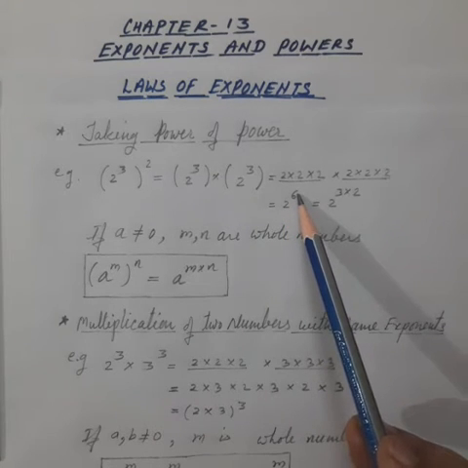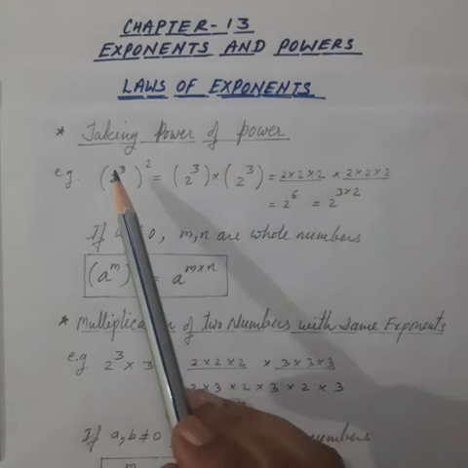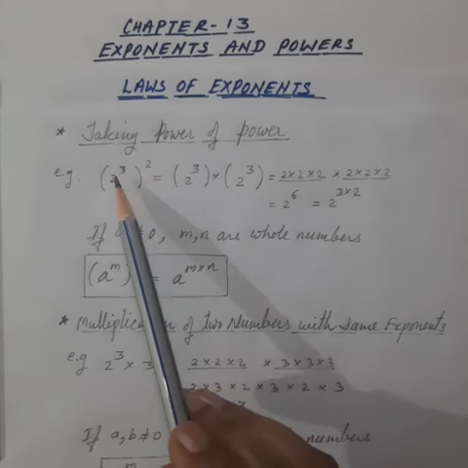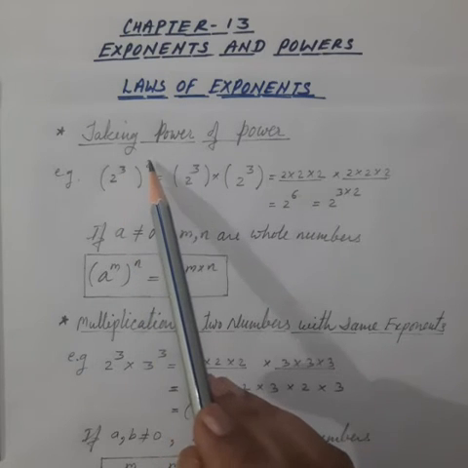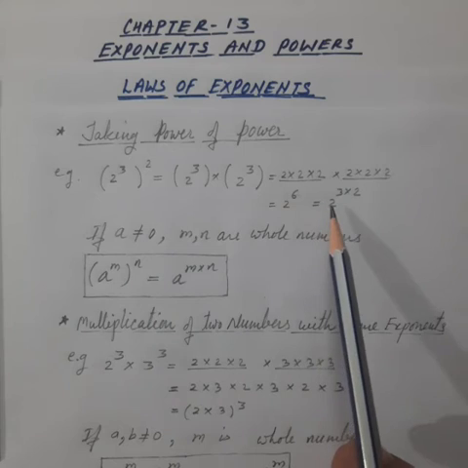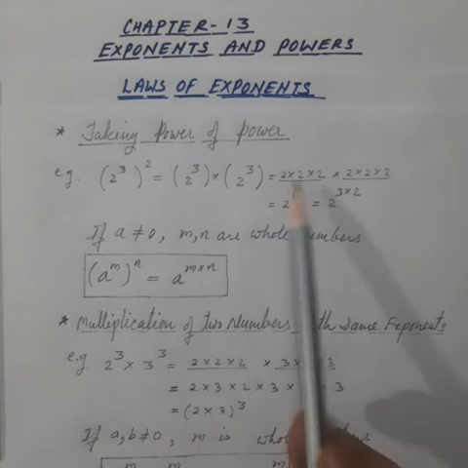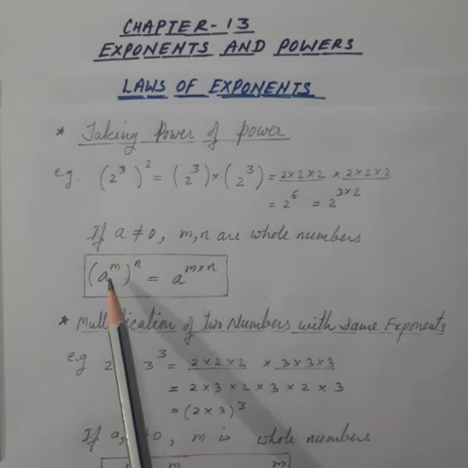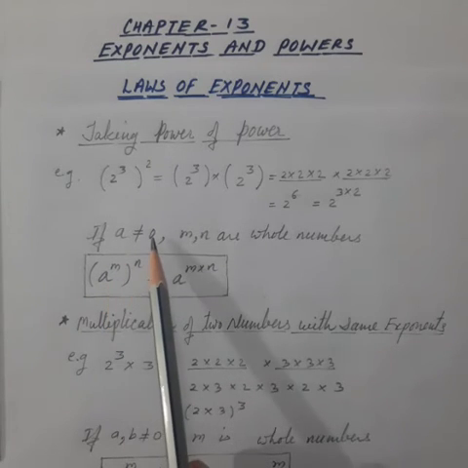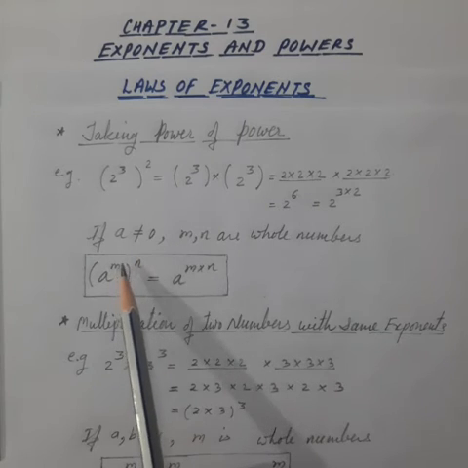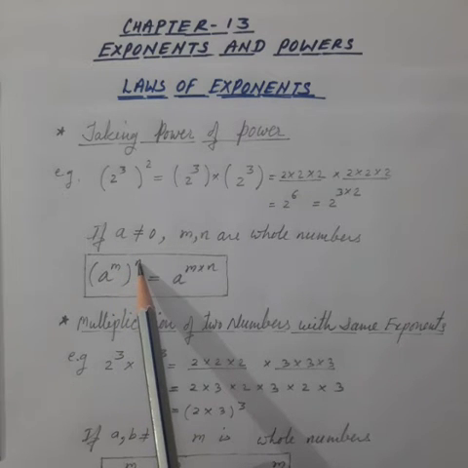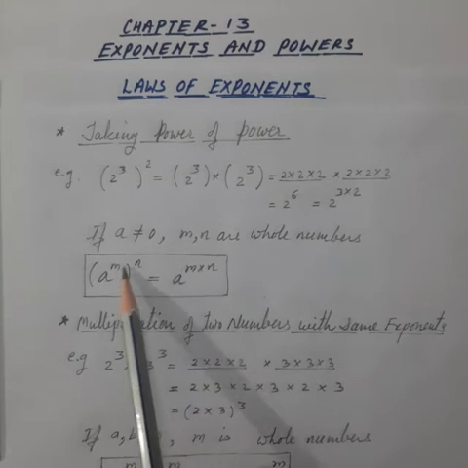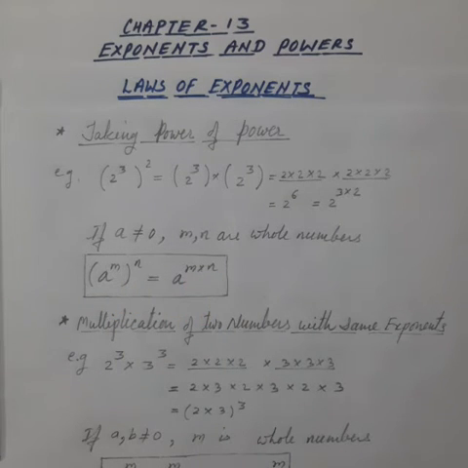Now here it is 6. 6 means 3 into 2. And here the powers are 3 and 2. So when we have to take the power of power, keeping the base same, we have to multiply the powers. So we get here the rule. If a is the base, any integer but not equal to 0, and m and n are the powers, whole numbers, keeping the base same, we have to multiply the powers.